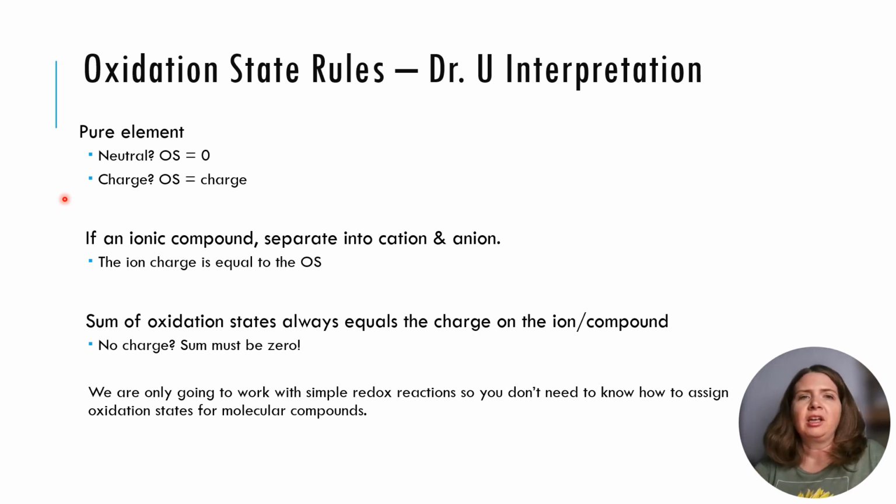If we're analyzing an ionic compound composed of multiple ions, the total charge of the compound must be 0. We split the compound into its cation and anion parts to determine the individual oxidation states. In this case, we'll only be working with simple redox reactions, so you won't need to assign oxidation states for molecular, also known as covalent compounds.